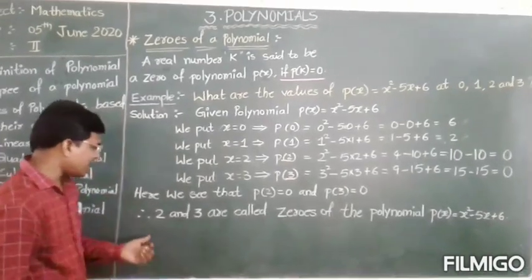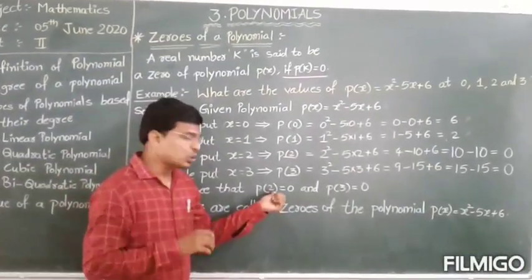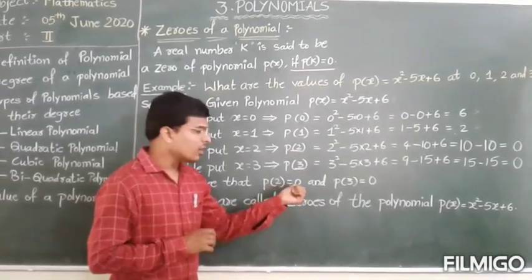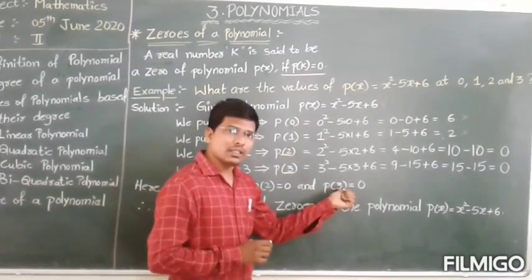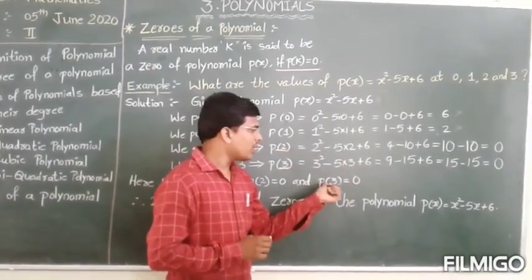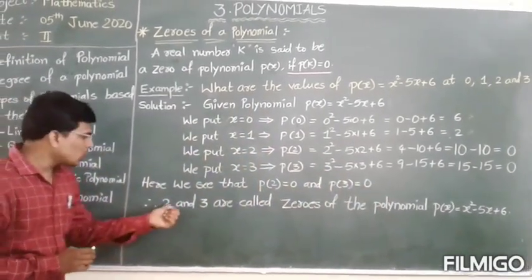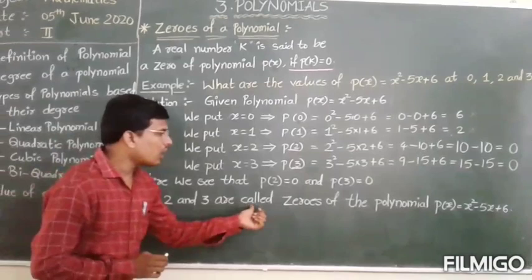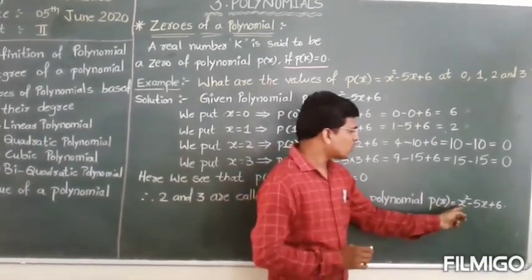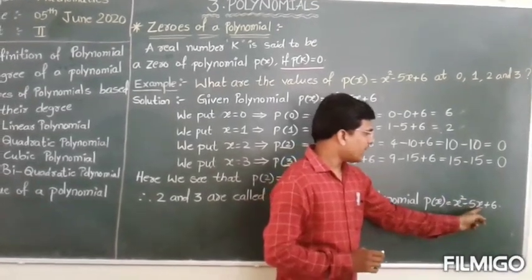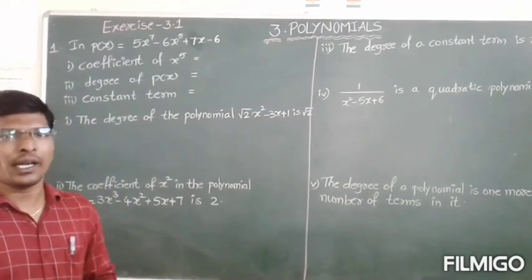So finally we can say, here we see that P of 2, when we substitute the number 2 in the whole polynomial, we got the value as 0. When we have substituted the number 3 in the whole polynomial, we got the value as 0. So we can conclude 2 and 3 are called zeros of the polynomial P of x is equal to x square minus 5x plus 6. We will move to exercise 3.1.